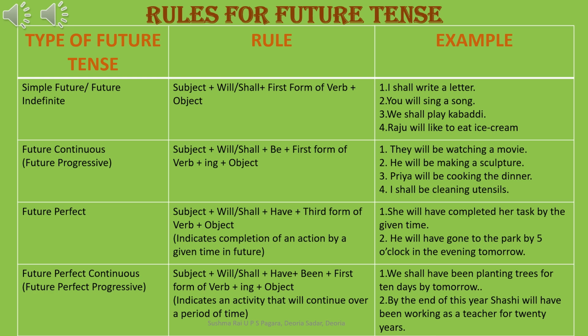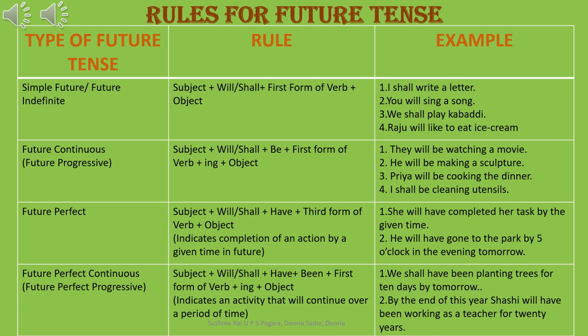Getting on to the next type, that is future perfect tense, which indicates the completion of an action by a given time in future. The rule for writing a sentence in this tense is subject plus will or shall plus have plus third form of the verb plus object. Examples are: she will have completed her task by the given time. Second example: he will have gone to the park by 5 o'clock in the evening tomorrow.